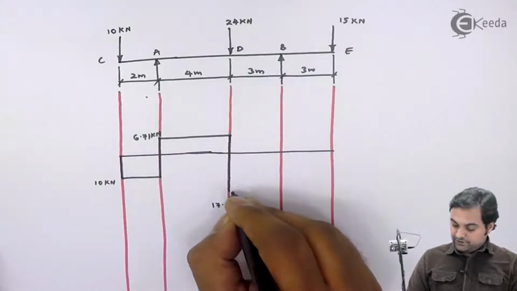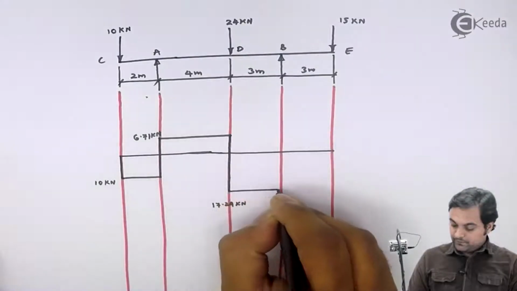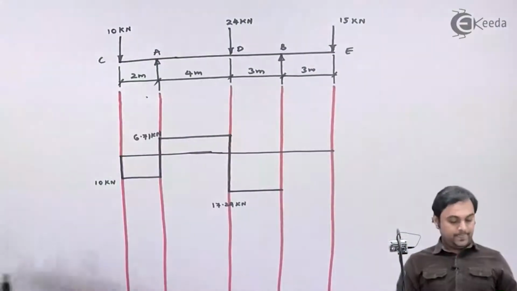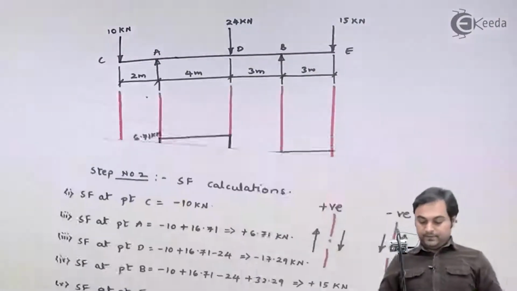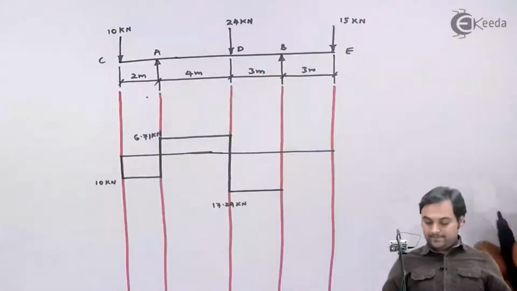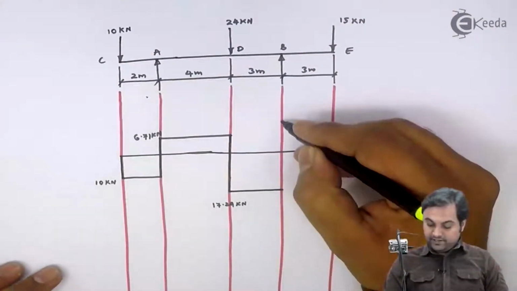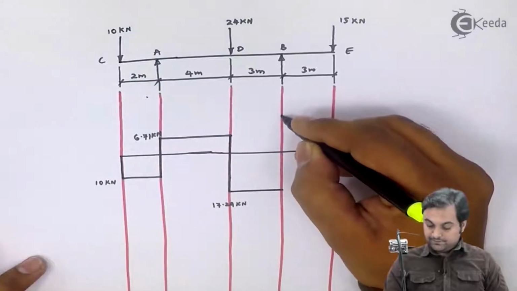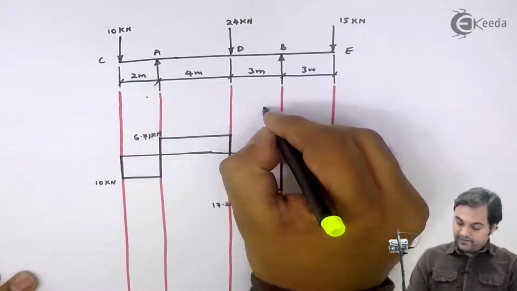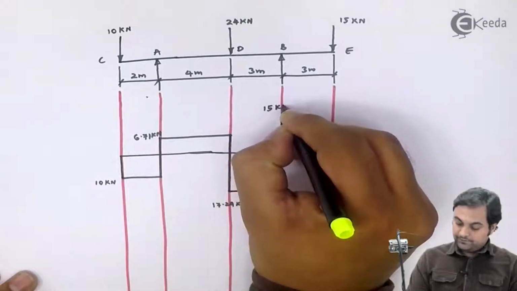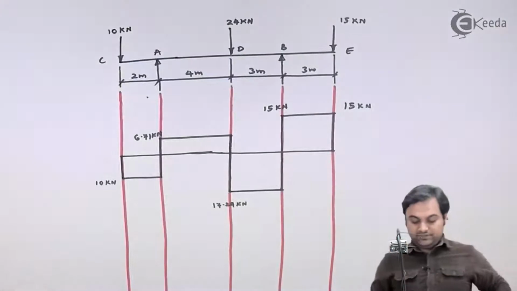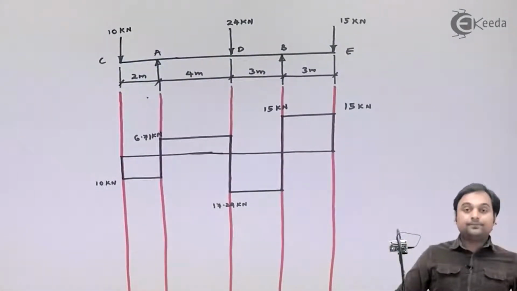and this will remain constant between D to B since there is no load between D to B. Next, at point B, the shear force is plus 15. So from negative again it will go into positive region, having value 15 kilonewton. So here is the shear force diagram which we have.